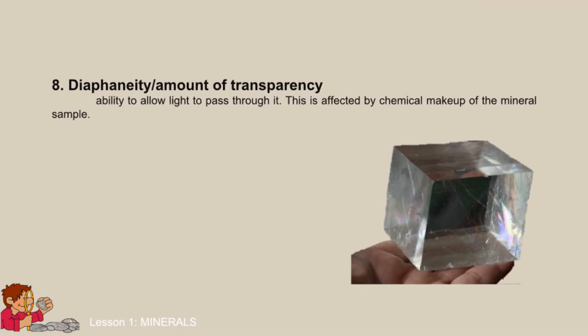Next, diaphaneity, or the amount of transparency. It is the ability to allow light to pass through it. This is affected by the chemical makeup of the mineral sample. As you can see in the picture, the crystal is able to pass light.